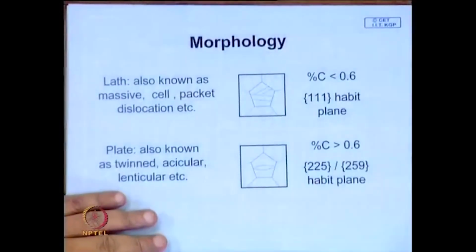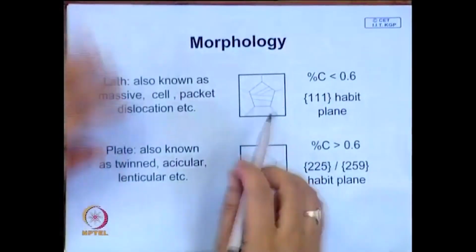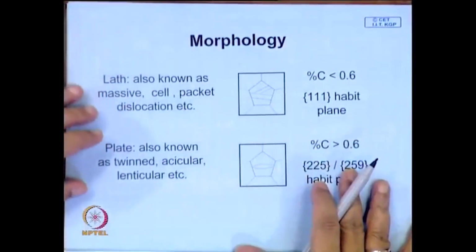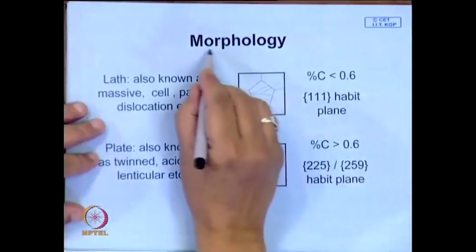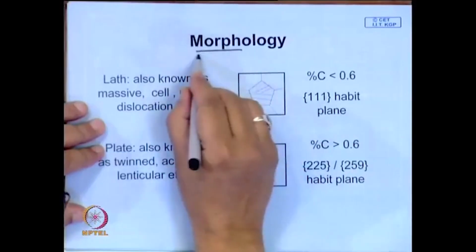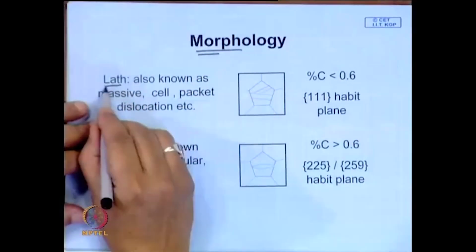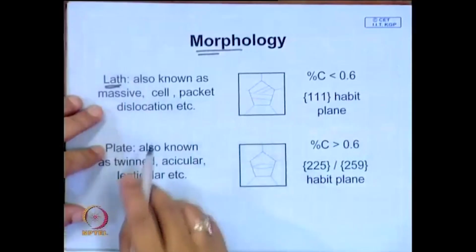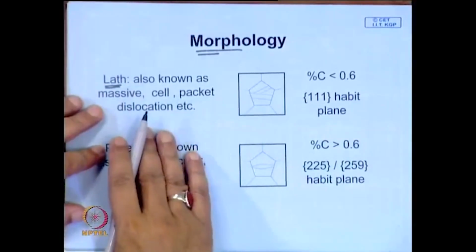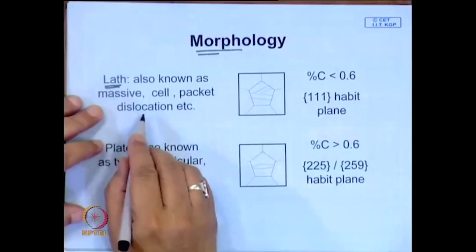Now, a quick look: we looked at the martensitic transformation in a little detail about the crystallography, which has an effect on morphology, which is shown here. One class is lath, which forms because of dislocation movement or through slip.